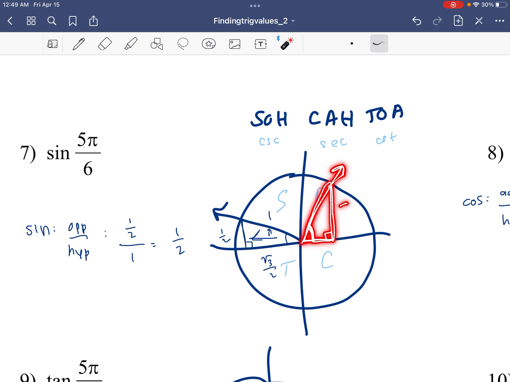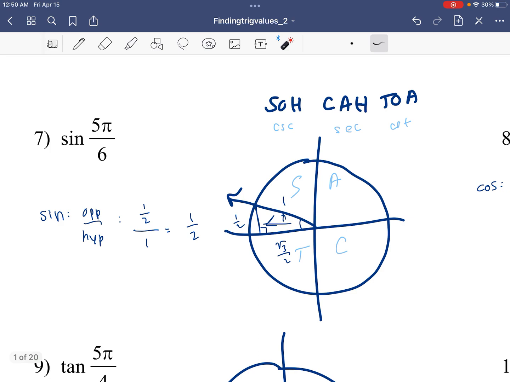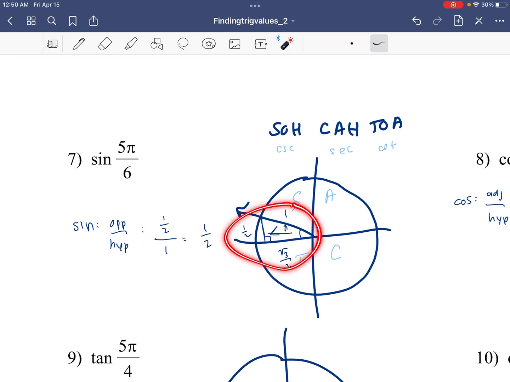And so this is the longer side. You would make it square root of 3 over 2. And this would be 1/2. And then the hypotenuse is always 1. And so that's how I determine the side lengths of this triangle. And then we know sine, according to SOHCAHTOA, is opposite over hypotenuse. And so when you plug these in, you end up with 1/2.